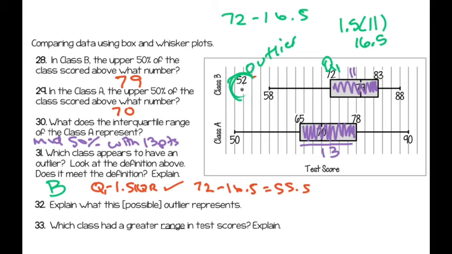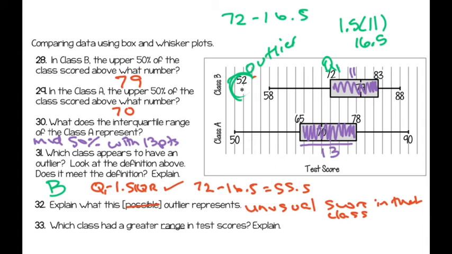Okay, explain what this possible outlier represents. So now we know that it is an outlier. So it just represents an unusual score in that class. Like I said, if this same person, if they would have been in class A, it wouldn't have been unusual. There were other people that did that too. Which class has a greater range in test scores?